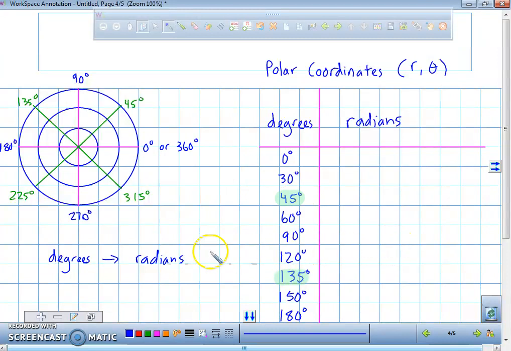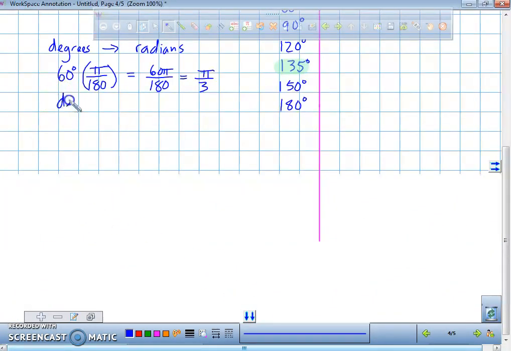Right now, what we're going to do is learn how to change things from degrees to radians and from radians to degrees. So for example, if I had 60 degrees and I wanted to convert that to radians, all I would have to do is multiply 60 degrees by pi over 180. And that would equal 60 pi over 180, which reduces to pi over 3. So if you want to go from degrees to radians, you take your degree, whatever it is, and multiply it by pi over 180. And that will convert it to however many radians you have.